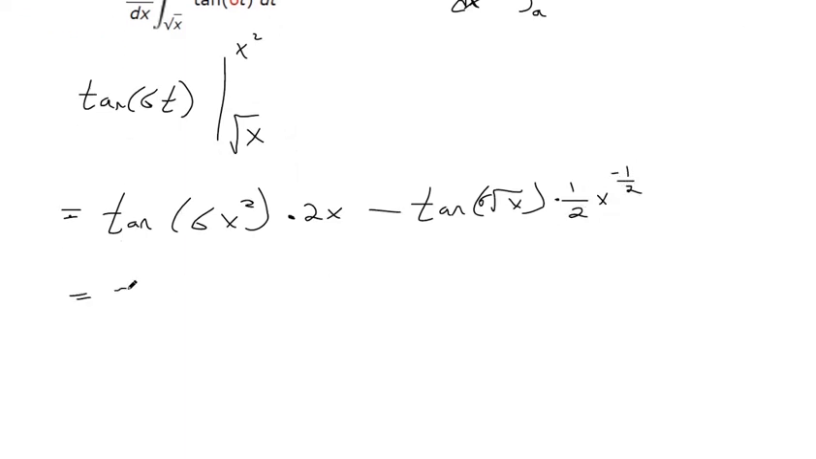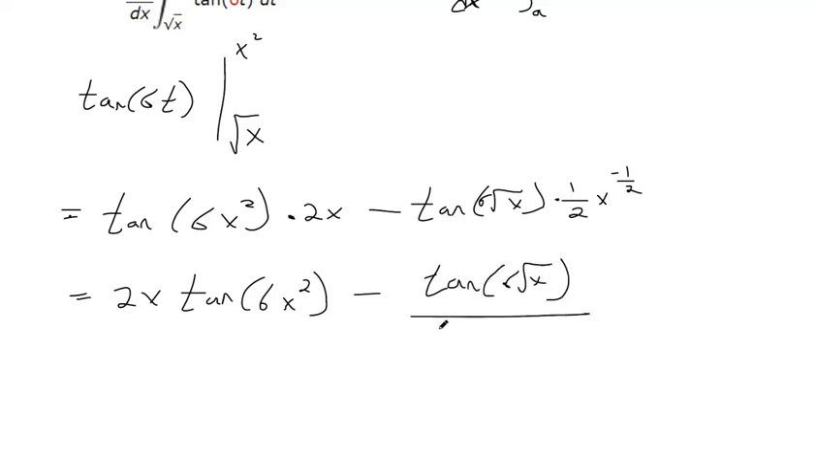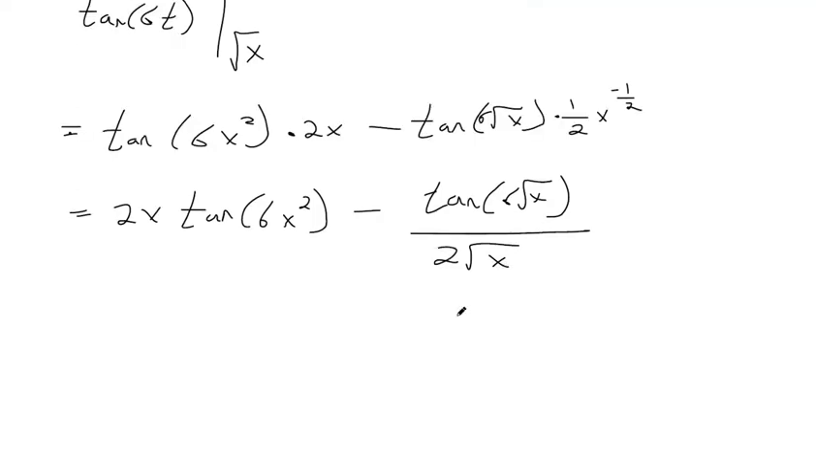So if you clean that up a little bit algebraically, the 2x usually goes out front of a trig function. That's not required. And then over here, this is a negative power, so we can make that positive by putting it in the denominator. So that's all over 2 square roots of x. So there's our derivative.